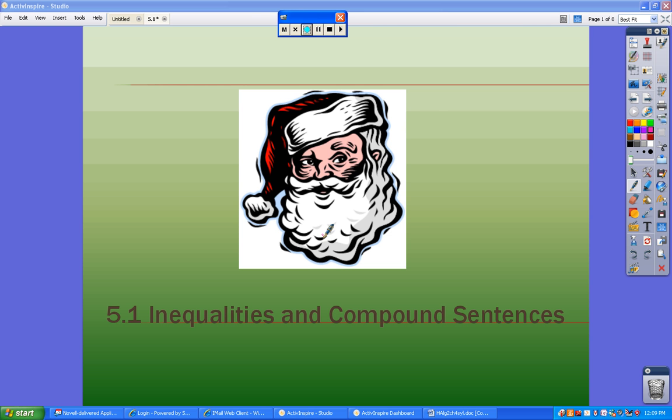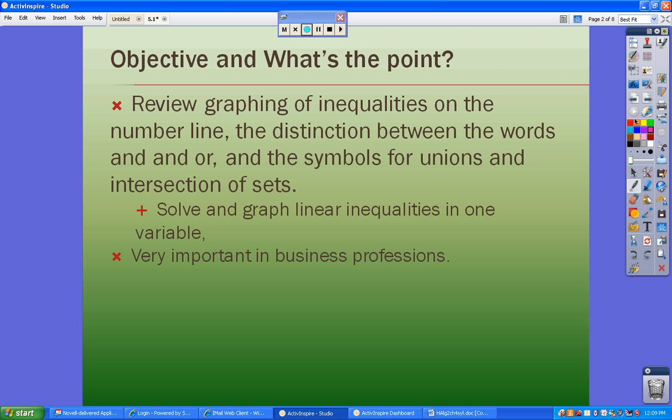This is 5.1 Inequalities and Compound Sentences. Okay, objective and what's the point? This is all going to be a review mostly. We're going to graph some inequalities on a number line, and we're going to bring in the words and some symbols, unions, and intersections that you've seen before in geometry. Again, this is all review, but it's nice to have a little refresher.